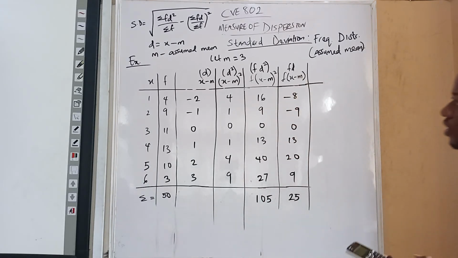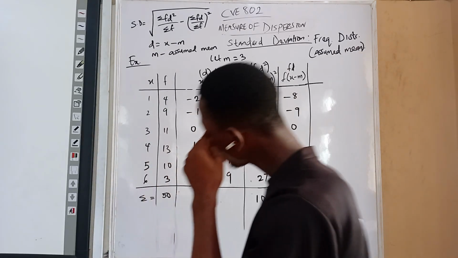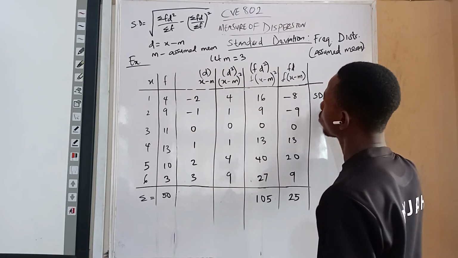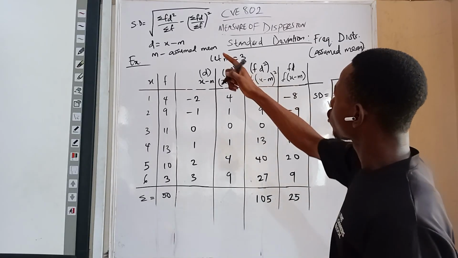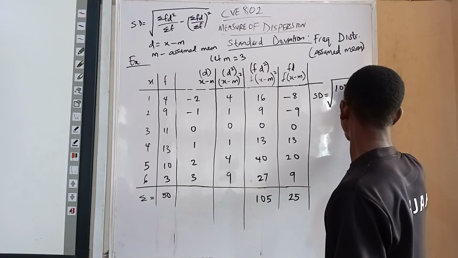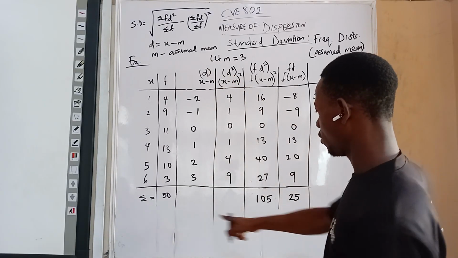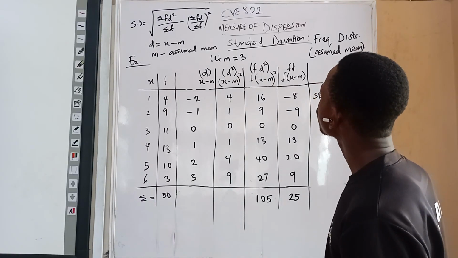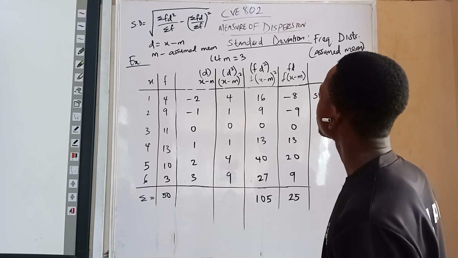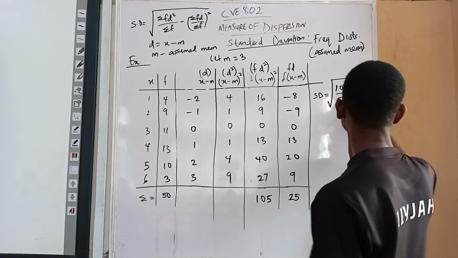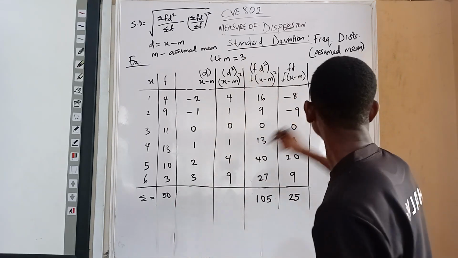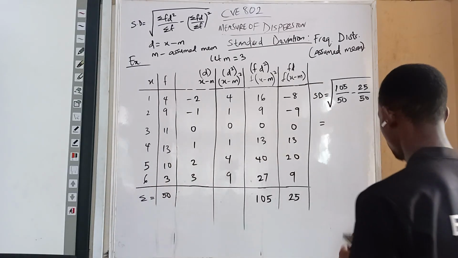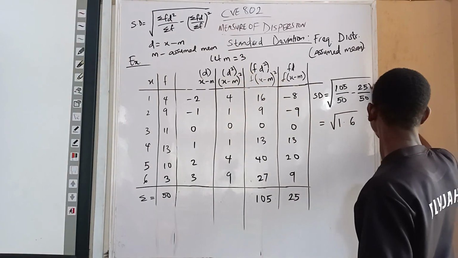So we can now substitute everything back into our formula. The standard deviation is equal to the square root of summation fd squared, 105, divided by summation f, 50, minus summation fd, 25, divided by summation f, 50, all squared.